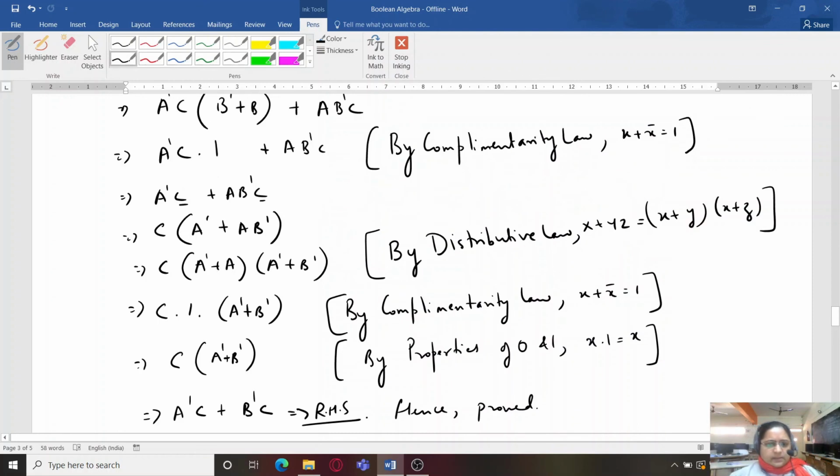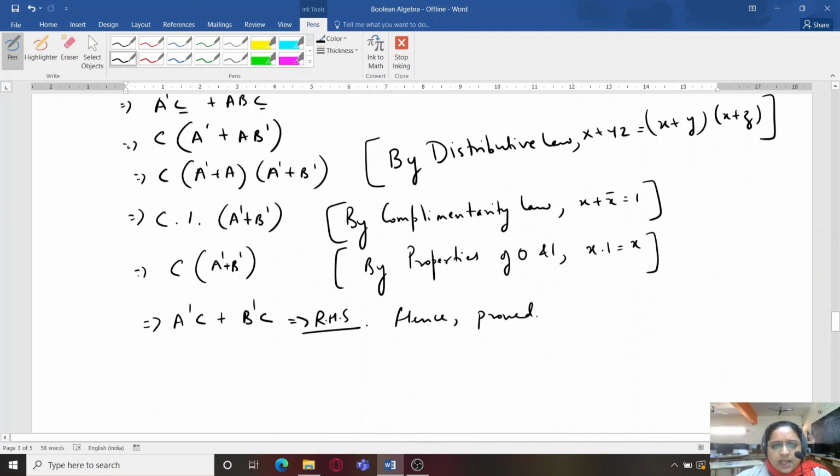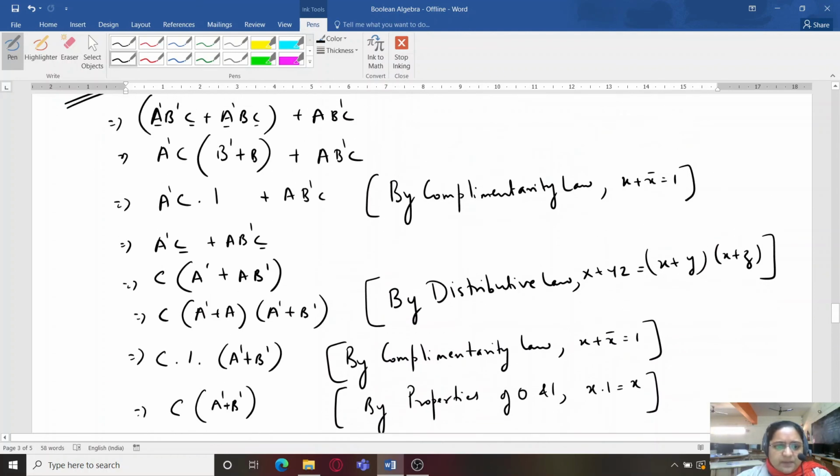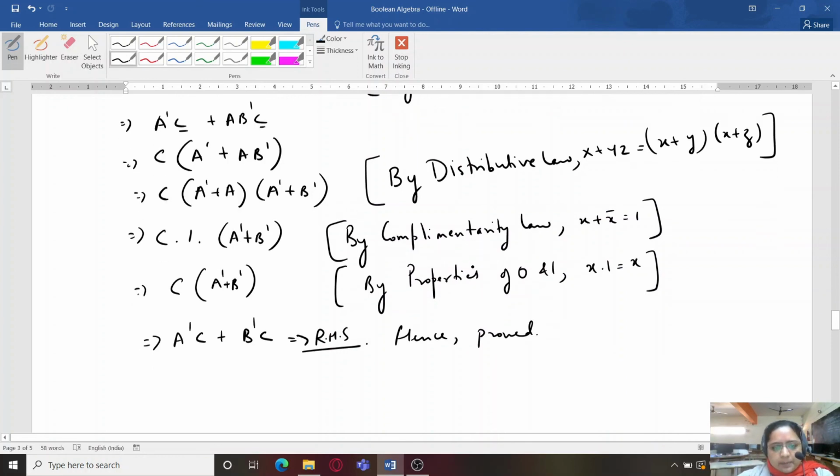So this proving has to be done using all the laws, and those laws have to be specified at each step. Students, it's my humble request not to skip any step in between, because there are marks for the steps and the laws which you are using. And proving something means you have to specify everything step by step.